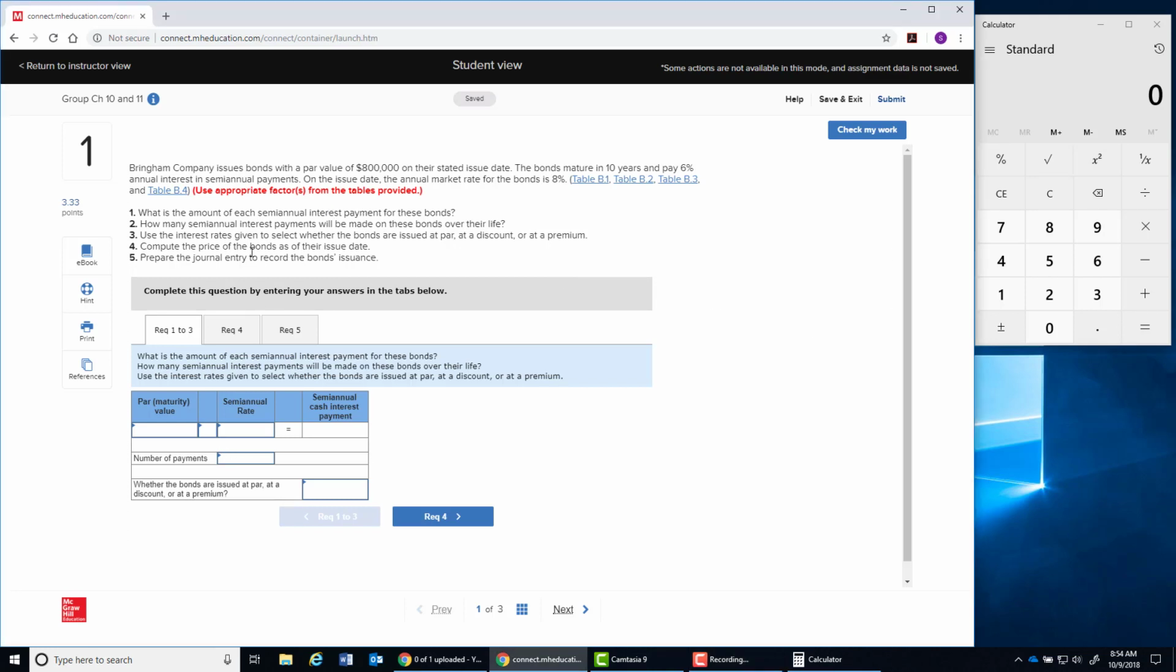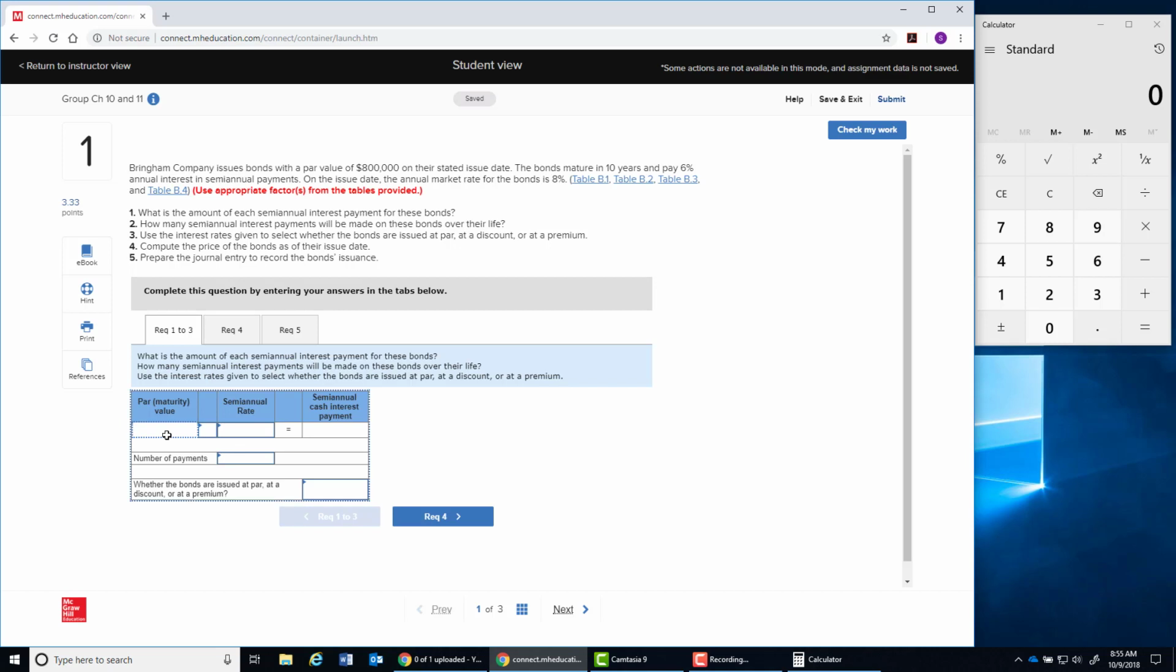All right, so several questions. What is the amount of the semi-annual interest? How many interest payments? Use the interest rates given to select whether the bonds are issued at par or at a discount or premium. Compute the price. Prepare a journal entry. Okay. So this first one, requirement 1 through 3, what is the amount of each semi-annual interest payment for the bonds? How many payments? Use interest rates given.